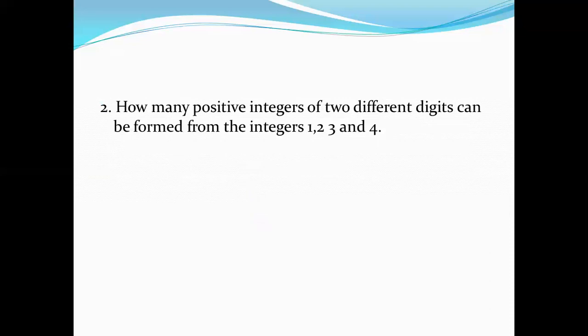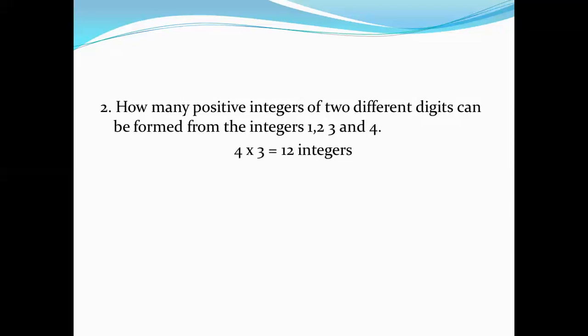Okay, next problem. How many positive integers of two different digits can be formed from the integers 1, 2, 3, and 4? What do we mean by two different digits? When we say two-digit number, we have two place values, ones and tens. When you say two different, the digits in the ones and tens place cannot be repeated. So if you're given the choices 1, 2, 3, and 4, the numbers 11, 22, 33, and 44 are not allowed because we need two different digits. So how do we determine these two different digits from the integers 1, 2, 3, and 4?